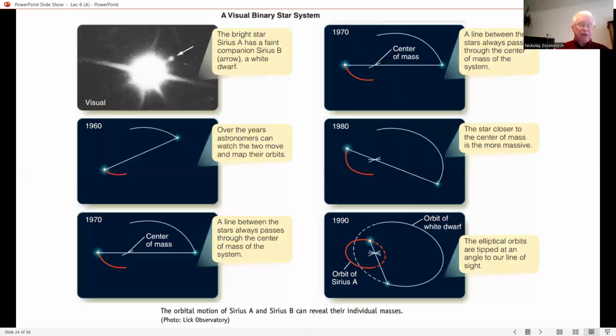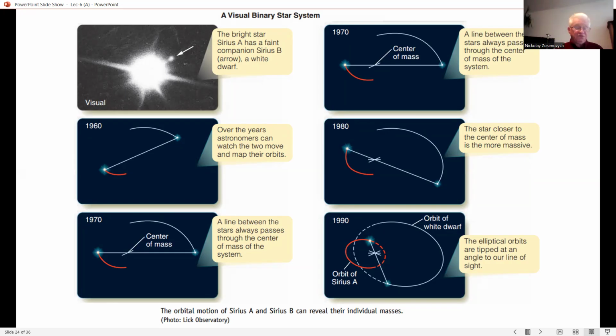Astronomers study visual binary systems by measuring the position of the two stars directly at the telescope or in images. In either case, the astronomers need measurements over many years to map the orbits. The first frame of this slide shows a photograph of our favorite star Sirius, which is a visual binary system made up of the bright star Sirius A and its white dwarf companion Sirius B. The photo was taken in 1960.